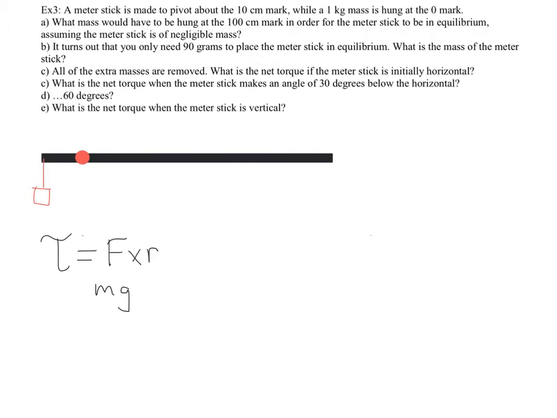Remember, there's also this fact that this equation really is FR sine theta. And so the angle between the radial vector and the force vector is going to affect exactly what the torque is. Okay, so in the position shown, the torque produced by the hanging weight would be mg times r, and in this case r is 10 centimeters, so 0.1 meters. All right, fine.